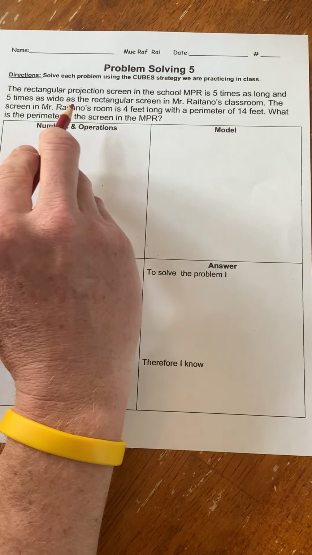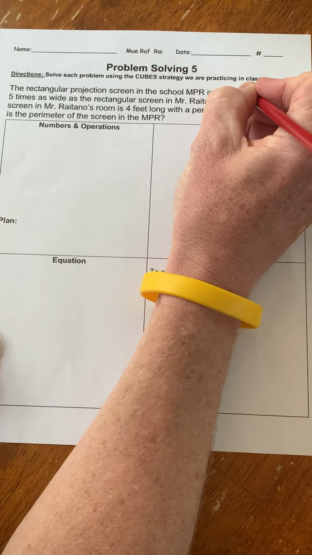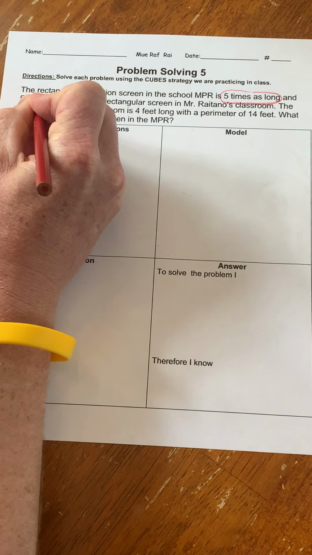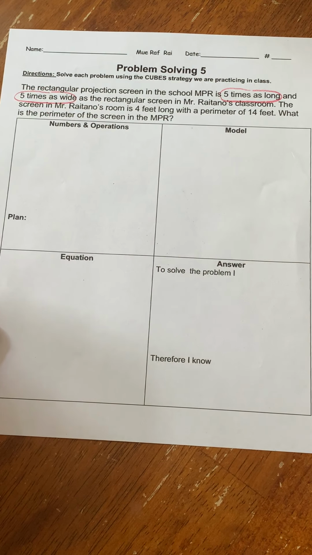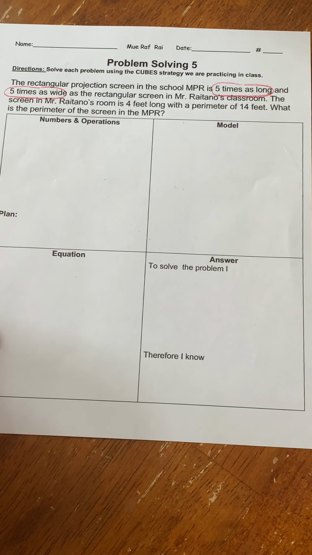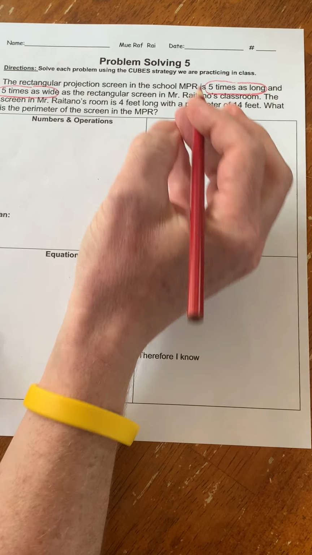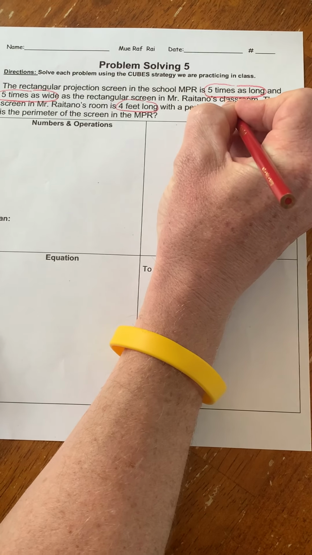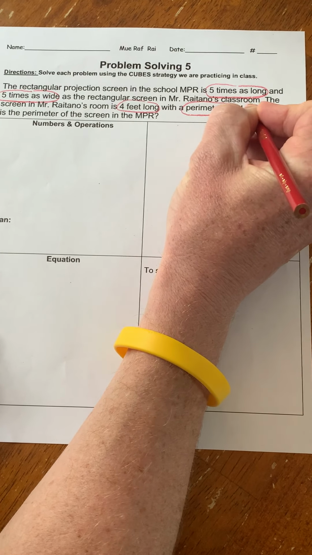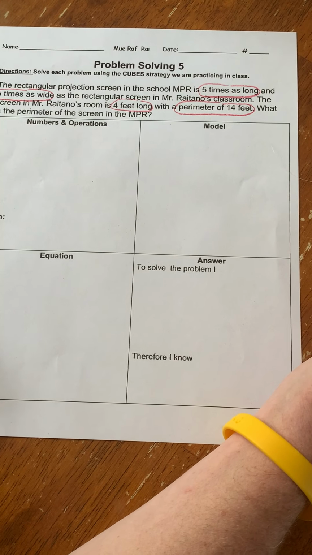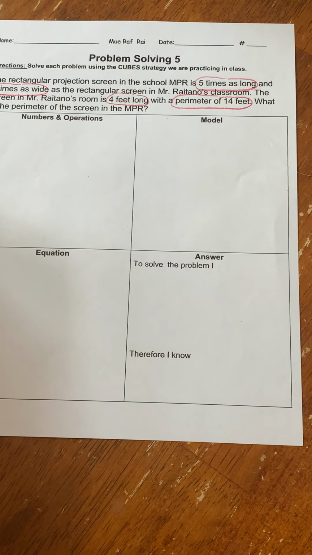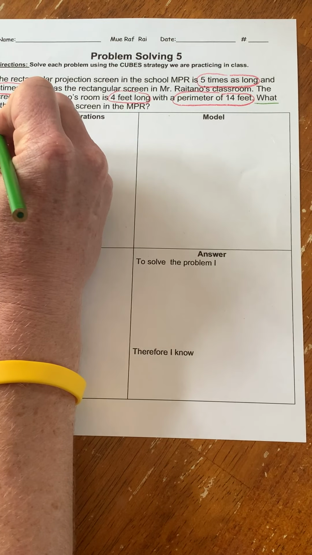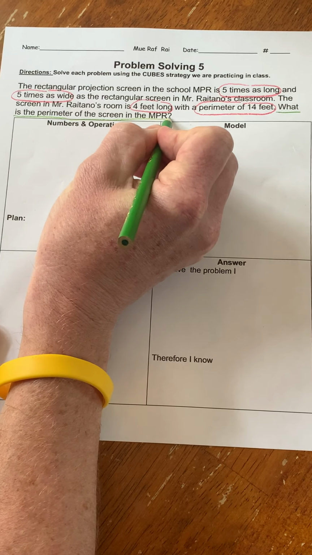So the rectangular projection screen in the school NPR is 5 times as long, so we'll circle that, and 5 times as wide as the rectangular screen in Mr. Reitano's classroom. The screen in Mr. Reitano's room is 4 feet long, so it tells us our length, with a perimeter of 14 feet. So it tells us the perimeter, and it looks like it tells us the length, but we don't have the width on that. All right, so the question we need to solve here is: what is the perimeter of the screen in the NPR?